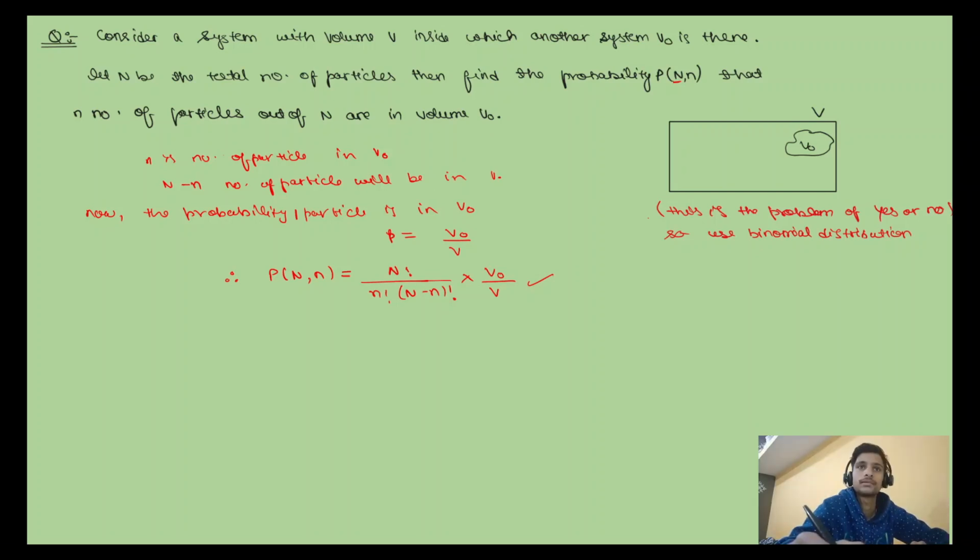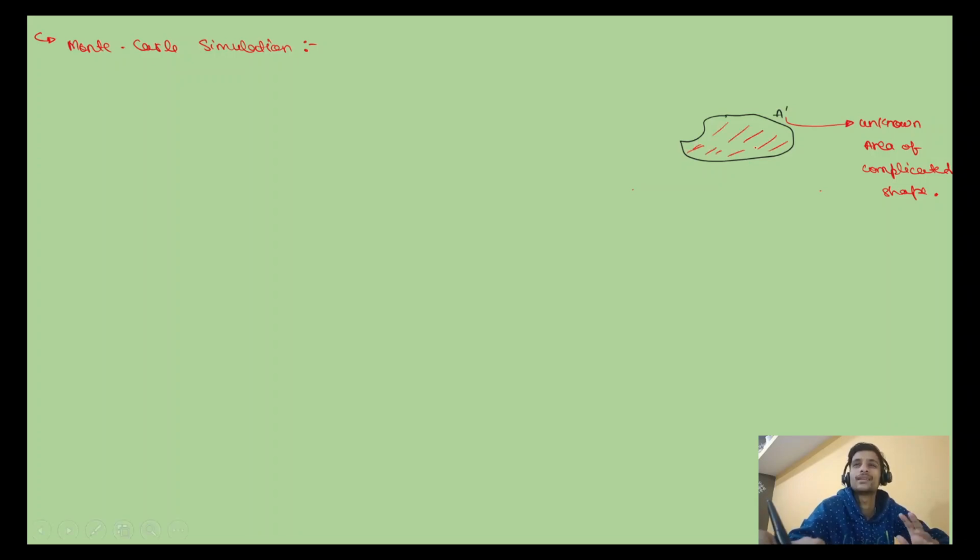Okay, so now let's try to do a problem based on this particular solution. The problem will be solved using Monte Carlo simulation. I will tell you in a minute. So let's try to define the problem. You have a complicated shape here, okay? And you want to know the area under this curve, right? By any other method, it is very difficult to know the area under this curve, right?